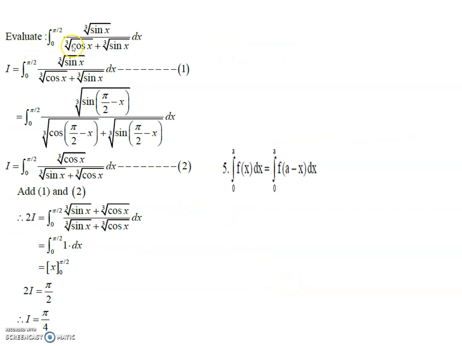Next, here we have to simplify, lower limit 0, upper limit pi by 2. Cube root is there. So we have cube root of sin x upon cube root of cos x plus cube root of sin x. We label this as equation number 1. Now we have to use property number 5: integral 0 to a of f of x dx is equal to integral 0 to a of f(a minus x) dx. So instead of x, we have to put pi by 2 minus x. Here a is pi by 2. So cube root of sin(pi by 2 minus x) upon cube root of cos(pi by 2 minus x) plus cube root of sin(pi by 2 minus x).